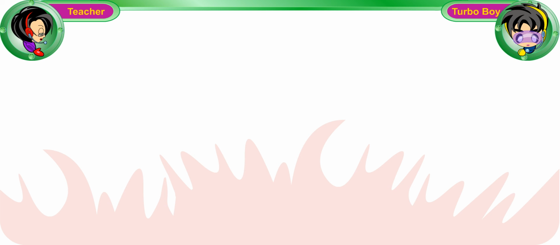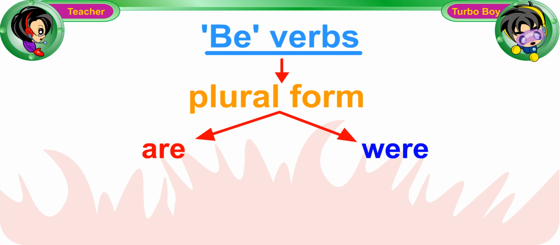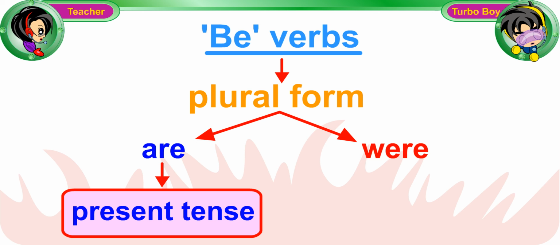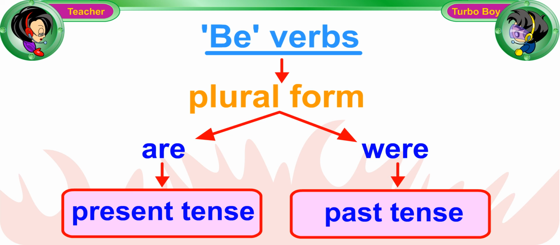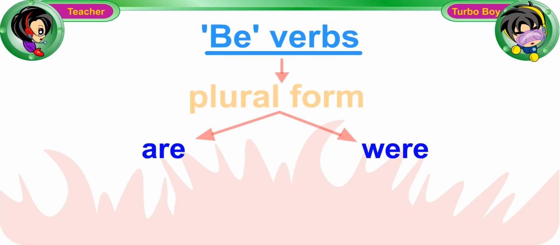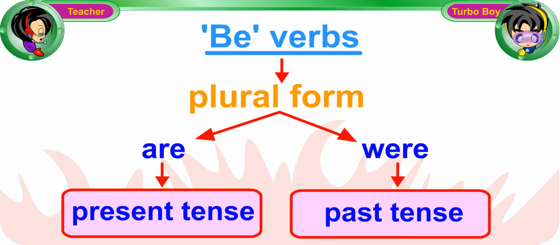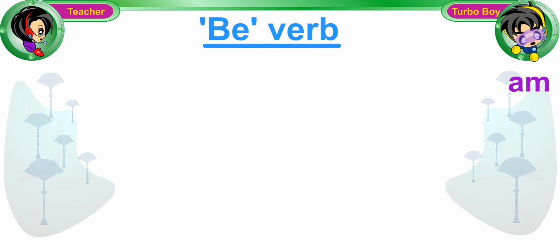I understand it now. Are and were are be verbs in the plural form. We use are when we refer to plural nouns in the present tense, and we use were when we refer to plural nouns in the past tense. That's correct again. But how do we use the be verb am?